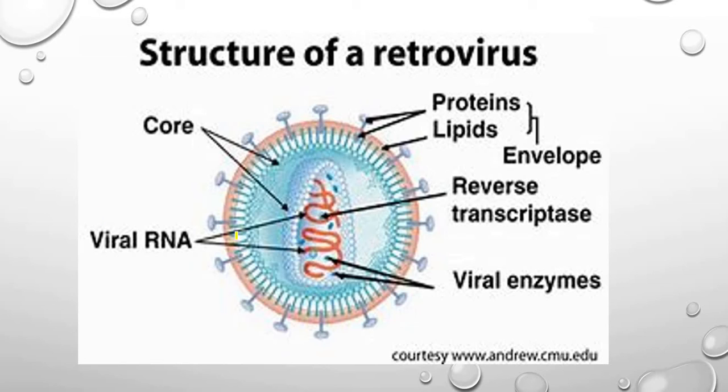This is the structure of the retrovirus. It has a single strand of RNA, and this is an enzyme called reverse transcriptase, which helps the virus to transcribe the RNA into DNA that can combine with the DNA of the host cell inside the nucleus.